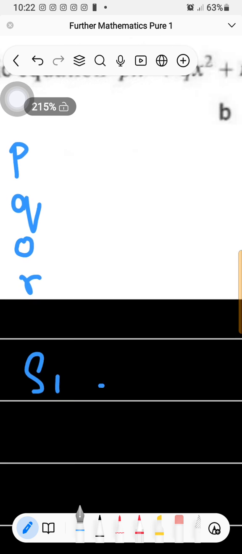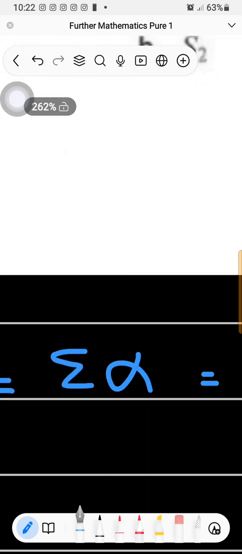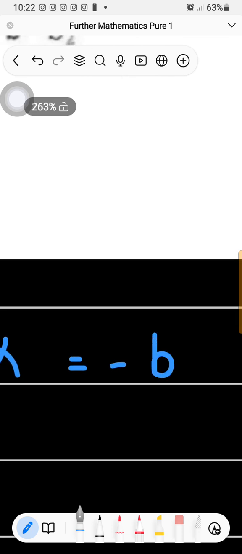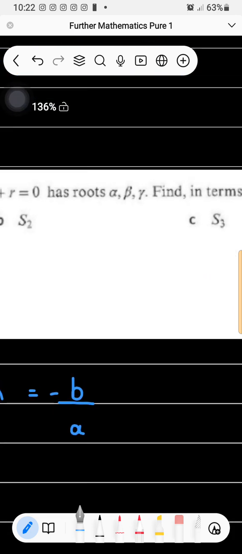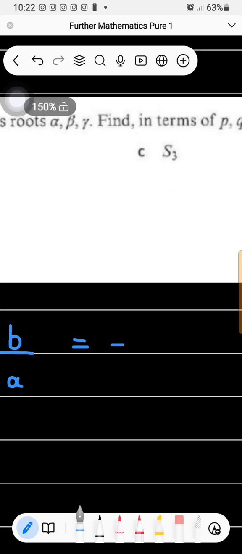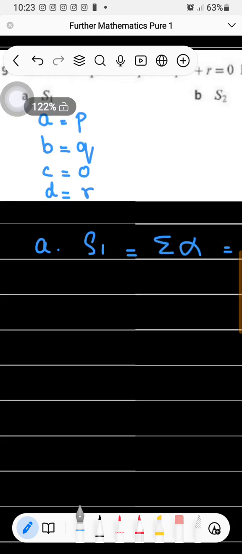S1 is equal to sum of alpha. Sum of alpha is equal to negative b upon a. We can write negative b upon a as negative q upon p. So it is negative q upon p.